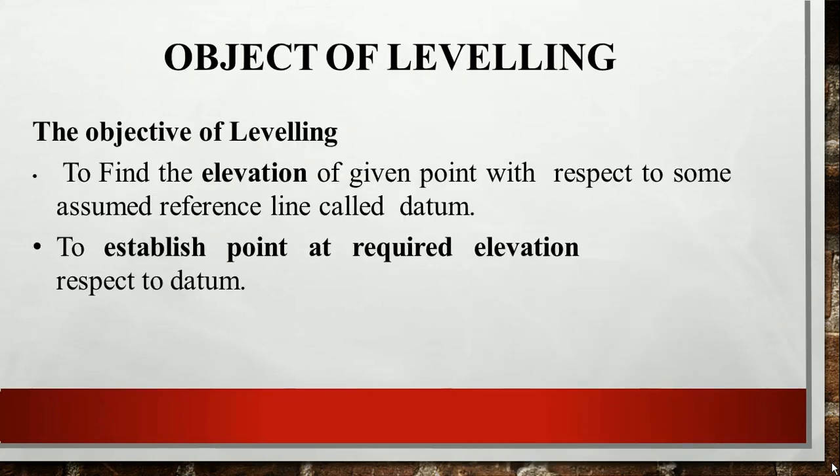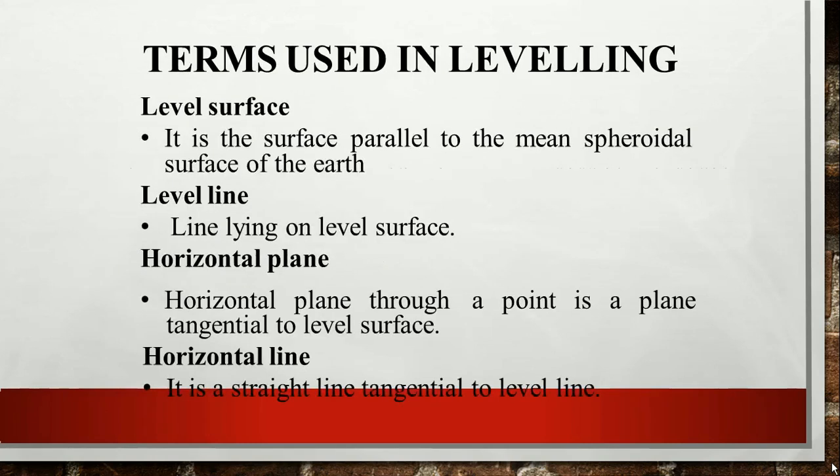Next, the various objects of leveling. Basically these are the objectives of leveling. Number one is to find the elevation of a given point with respect to some assumed reference called datum. Number two is to establish a point at a required elevation with respect to datum. These are the various terminologies used in leveling operation.